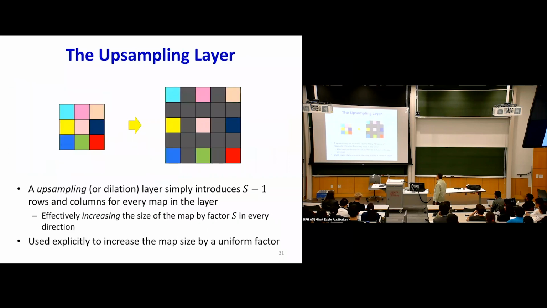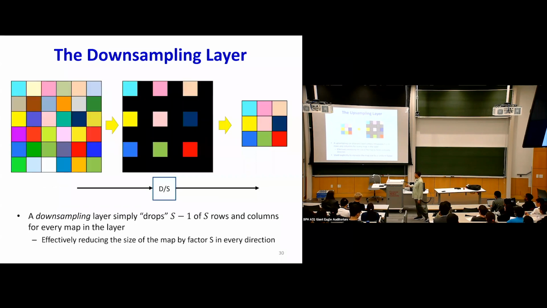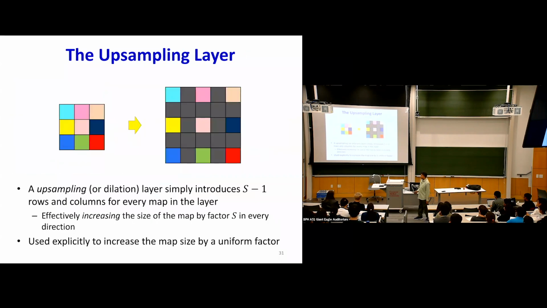And so upsampling is the exact reverse. You're going to go from here to here, right? So you would just be introducing zeros between rows and columns.